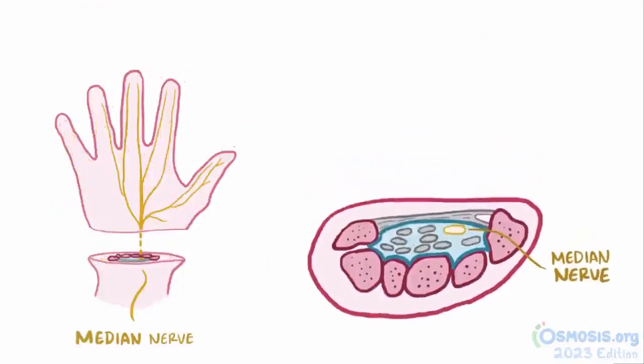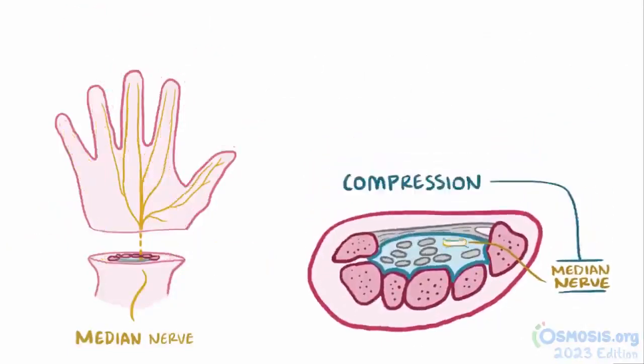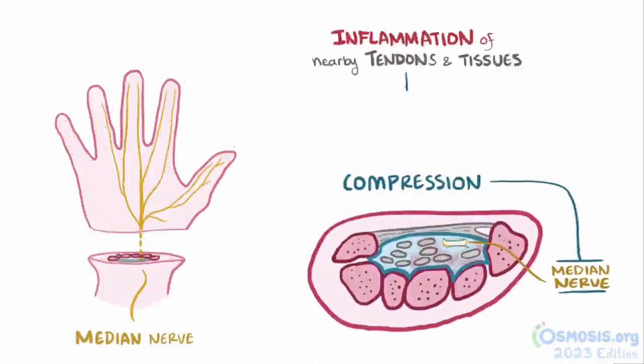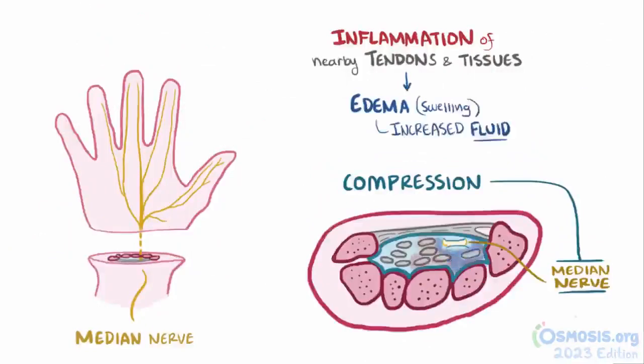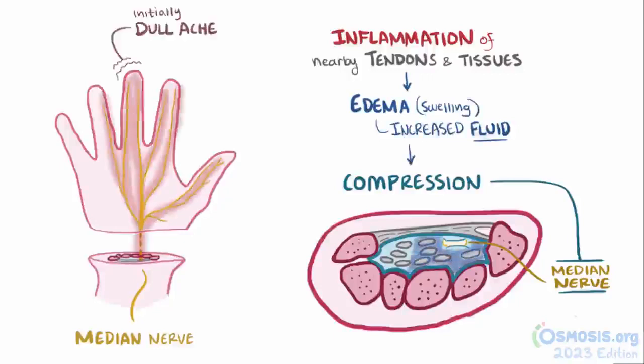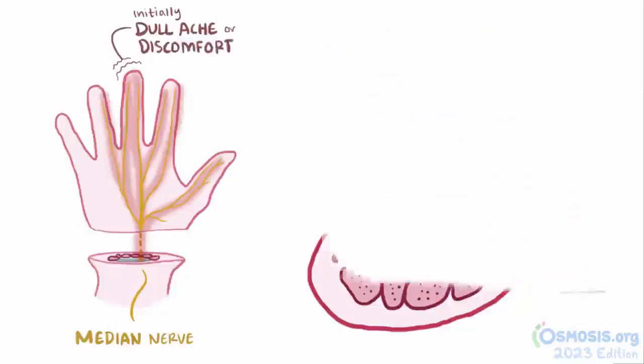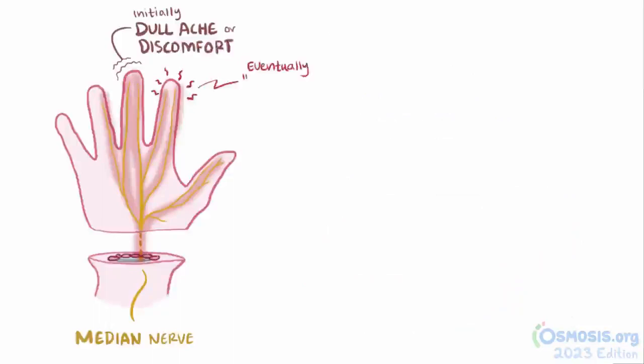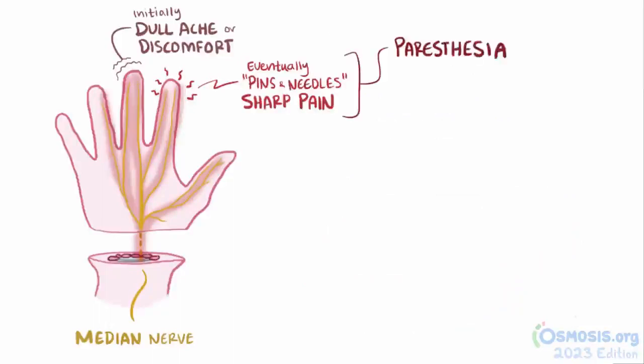Carpal tunnel syndrome is caused by compression of the median nerve, and that typically happens as a result of inflammation of the nearby tendons and tissue, which creates local edema or swelling, which increases the amount of fluid in a very tight space, and essentially puts pressure on the median nerve. Initially, that pressure can cause a dull ache or discomfort in any of the areas of the hand that are innervated by the median nerve. Eventually, this discomfort can lead to sharp pins and needles-like pain, called paresthesia, which can extend up the forearm.